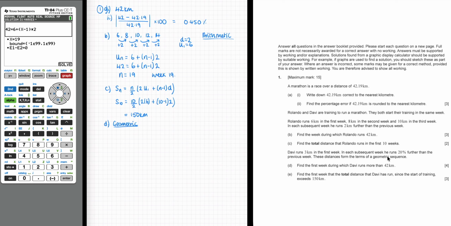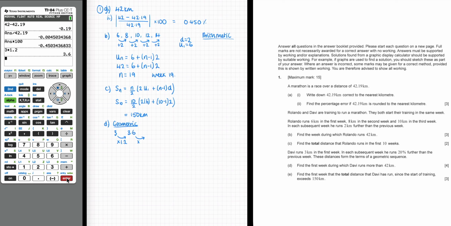And we need to find, for part D, the first week they ran more than 42. So again, we're going to be using the nth term formula. Okay, let's write down what his sequence is. So it's 3 in the first week, and every week after he runs 20% further. So that means that I'm timesing by 1.20 or 1.2. So if the first week is 3, then I can say 3 times 1.2. So my second term is 3.6. And I could continue doing that to find multiple terms, or I can just leave it like that.